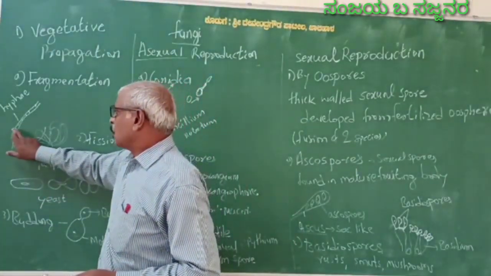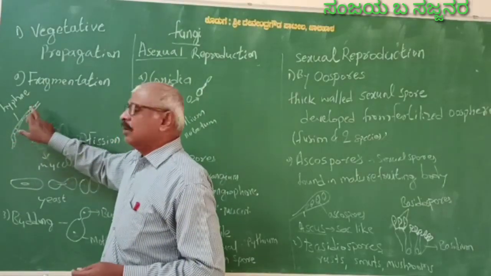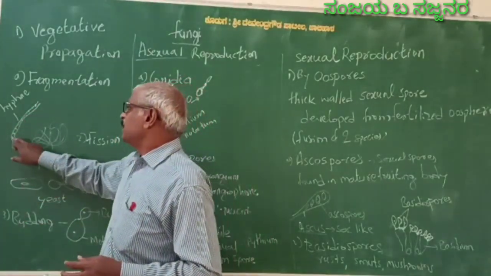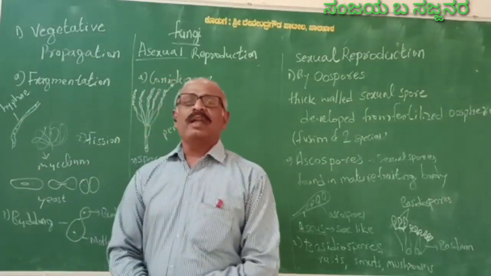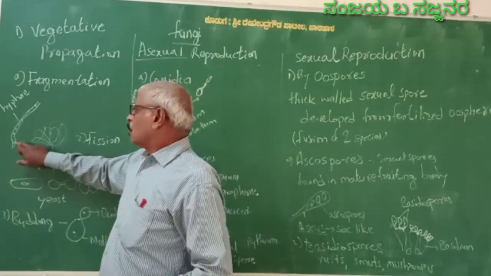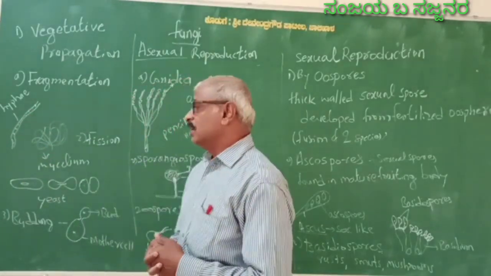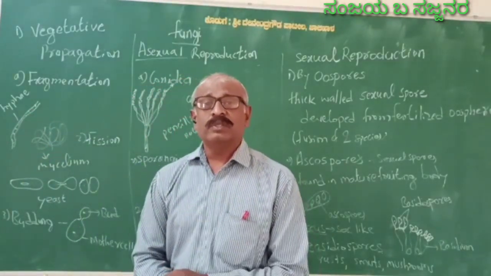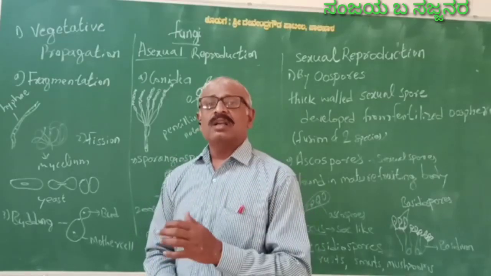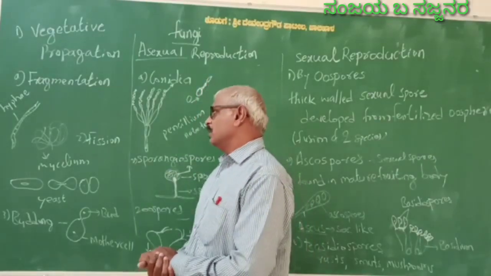If cross walls are present, we say it is septate. If the cross walls are absent, it is called aseptate. The body of the fungus is aseptate.